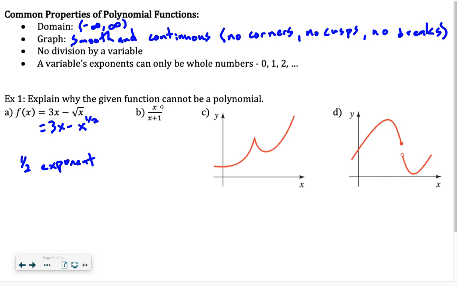In my second example, I have a variable in the denominator, right? The reason we can't have variables in the denominator is that this is going to lead to discontinuities. So here, this is not a polynomial because we are dividing by a variable.